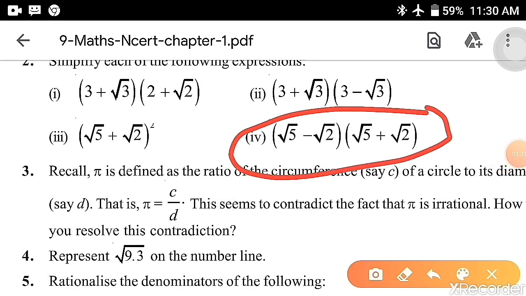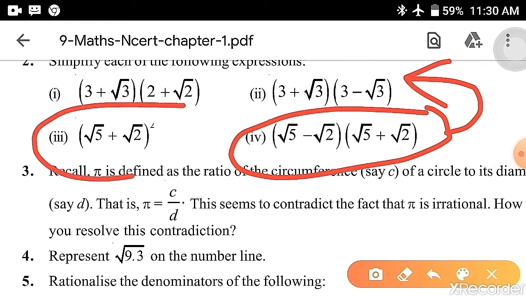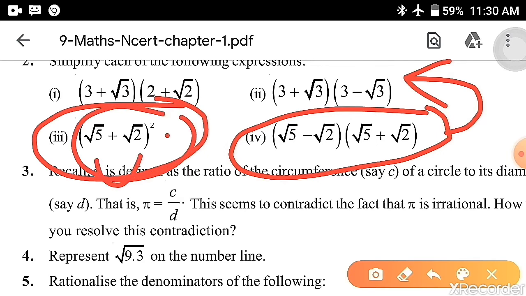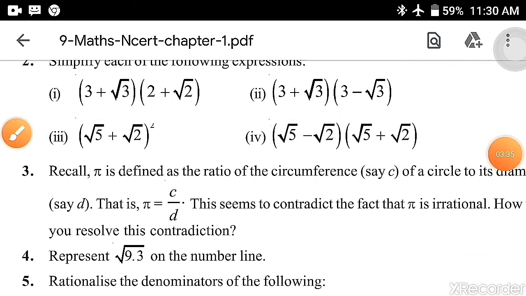Part fourth and part second are both similar to each other. And in question number third, how will we solve it? You can see that it is (a plus b) whole square, so we have to use the identity (a plus b) whole square, which is a square plus 2ab plus b square.